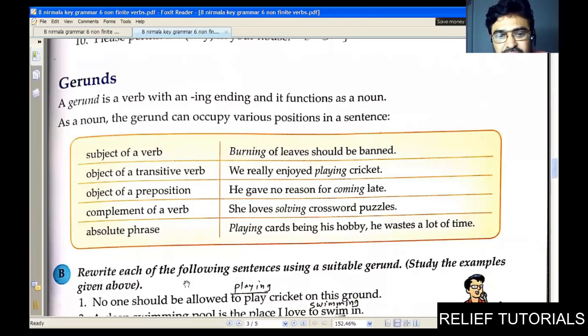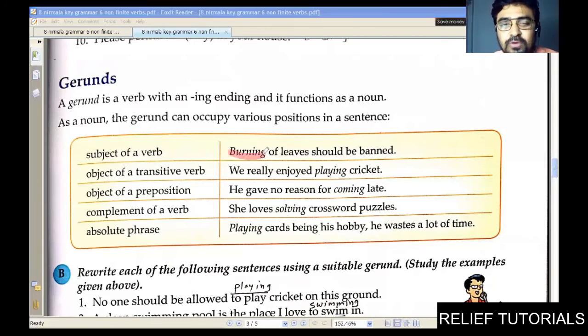Subject of the verb here. The gerund is working as the subject of the verb. Here we have "should be banned" as our main verb, and here "burning of leaves". Burning is the name of an action and is working as a subject. So burning here is a gerund in the ing form. So this is our gerund, working as a subject of the verb.